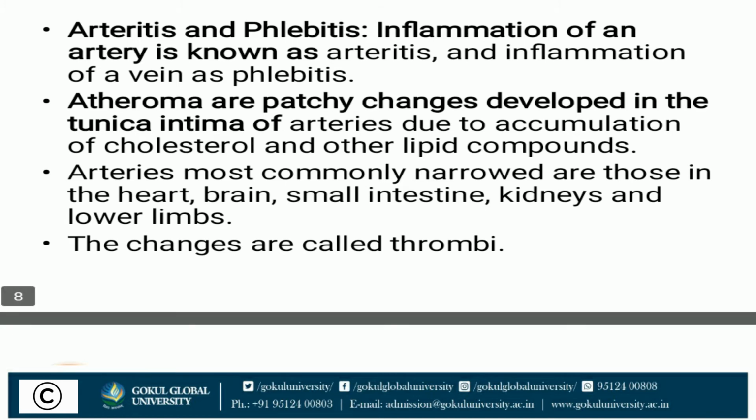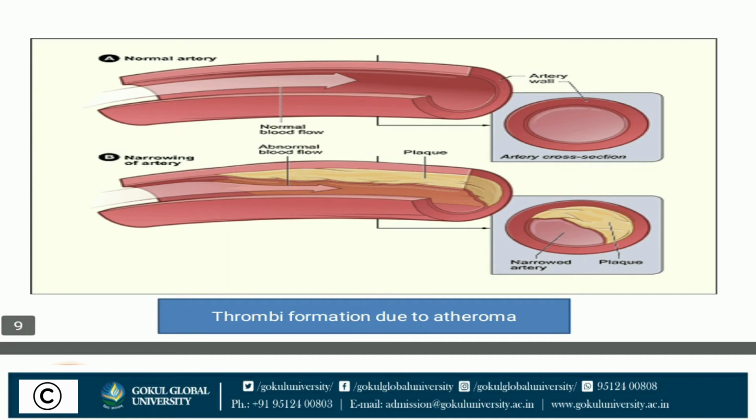In this diagram, the first diagram shows a normal artery with normal flow, the artery wall in cross section. In diagram B, there is abnormal blood flow due to plaque. There will be deposition of cholesterol, lipid etc., so it causes narrowing of the dimension of the artery.